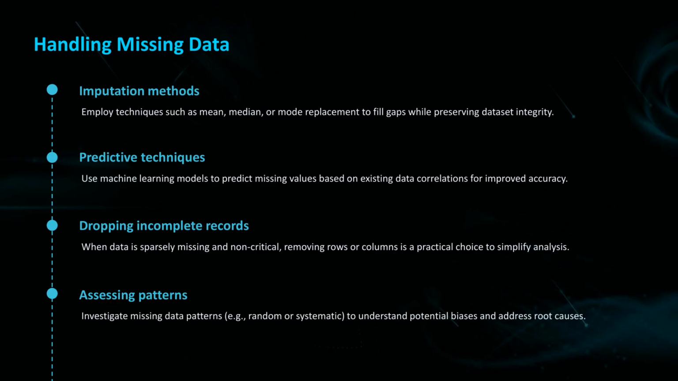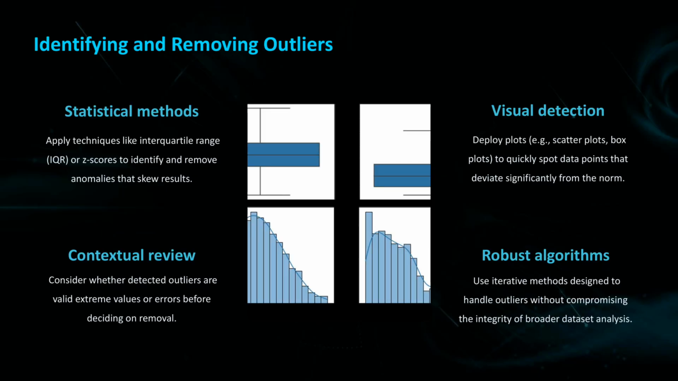Missing data is a common issue, and there are several ways to handle it depending on context. Simple imputation like mean or median can preserve dataset integrity. Predictive models can estimate missing values using correlations. Dropping non-critical incomplete records may simplify work, and investigating missing patterns helps reveal whether gaps are random or systematic and may indicate deeper problems.